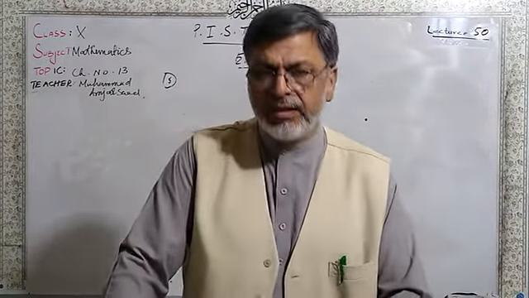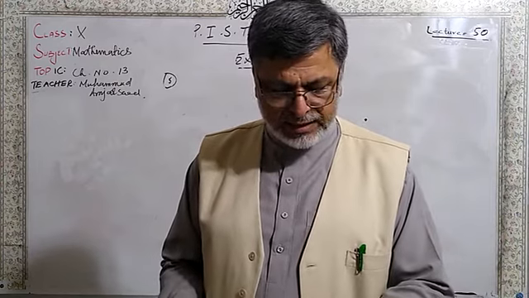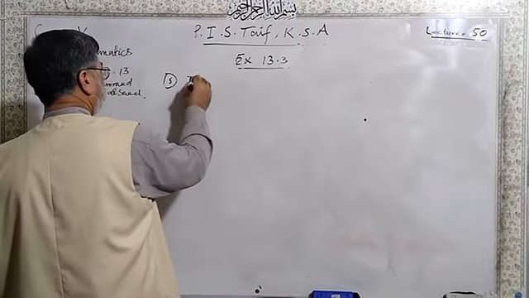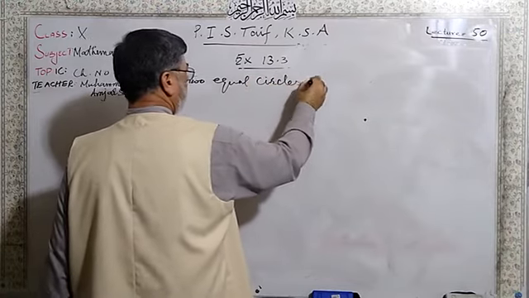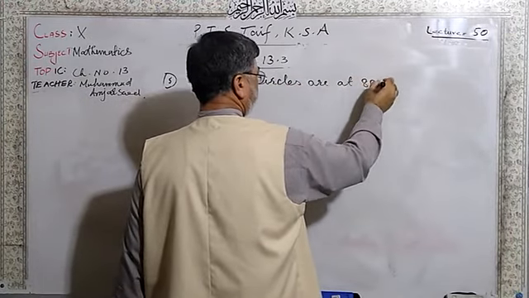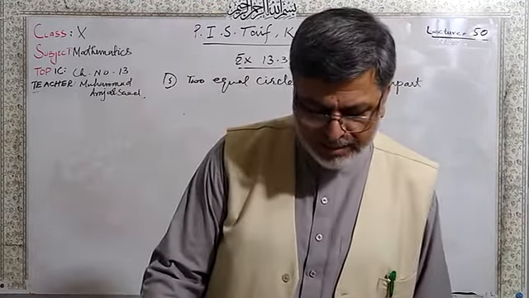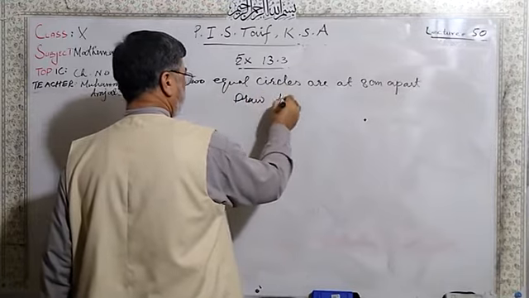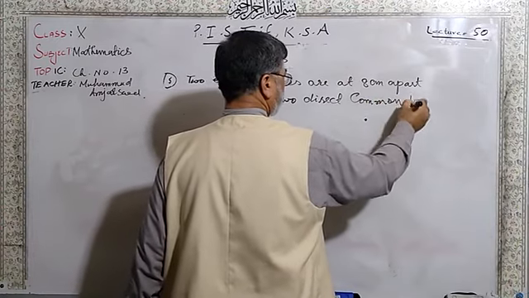Today we will have our exercise 13.3, question number 5 and lecture number 50. So question number 5 is: two equal circles are at 8 centimeter apart. Draw two direct common tangents to the pair of circles.